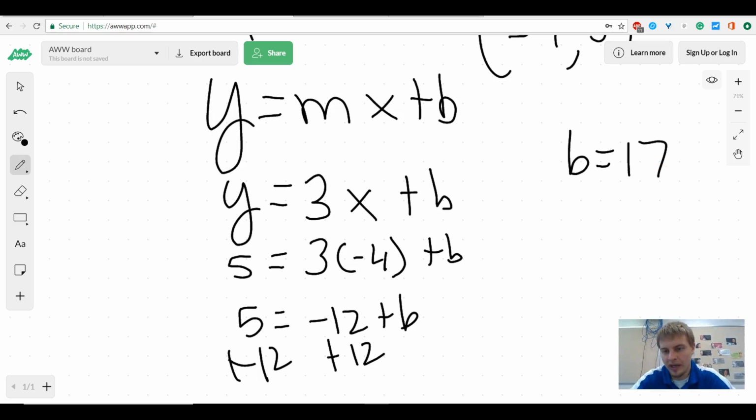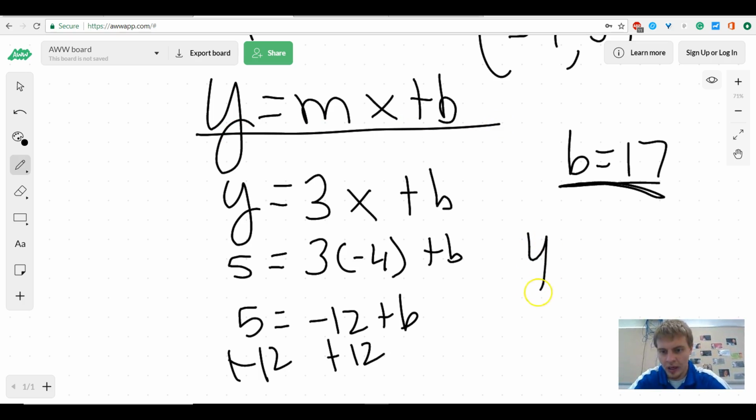So again, my whole line equation, we don't want to just leave this as our final answer. We want to write a line equation. We wanted it to look something like this. So our line equation would be y equals 3x plus 17.